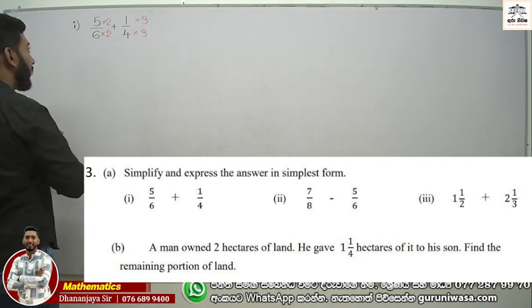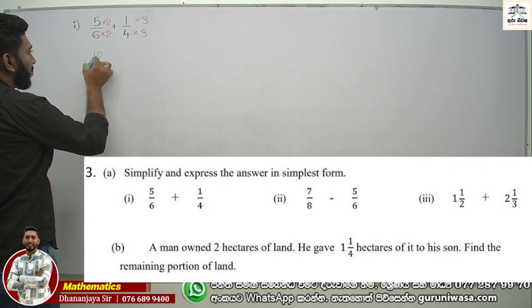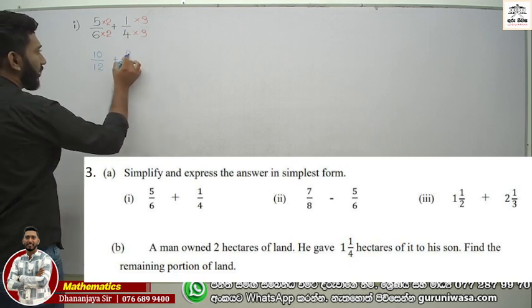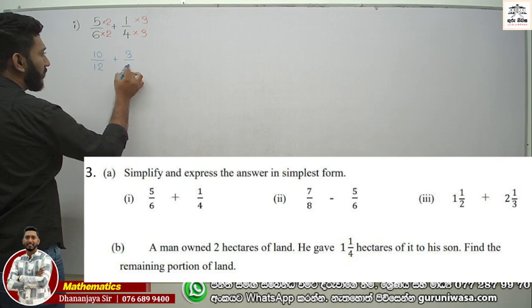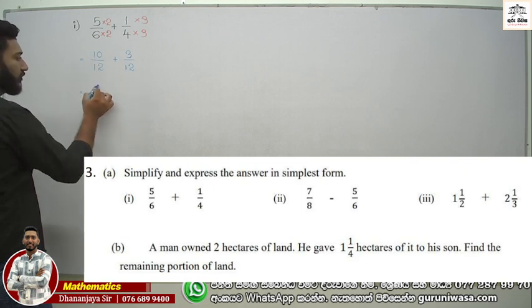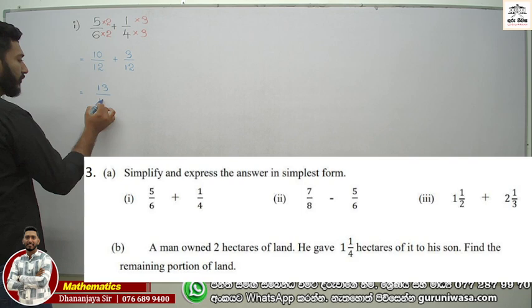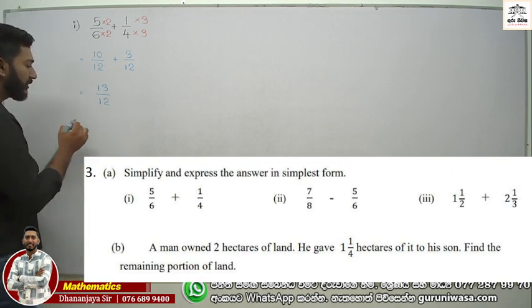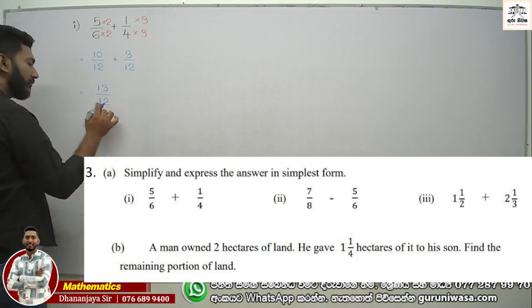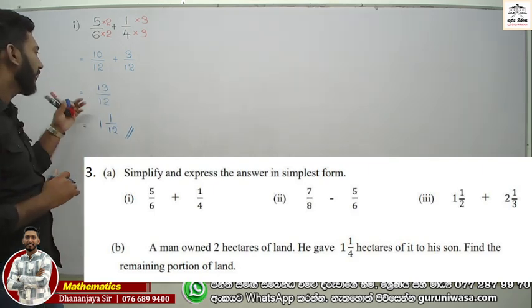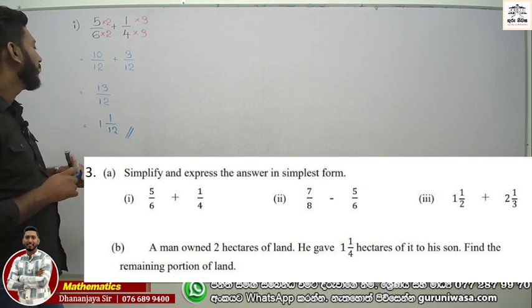Now 5 times 2 becomes 10. 6 times 2 becomes 12. 3 times 1 becomes 3. 3 times 4 becomes 12. Now you can add. How to add? 10 and 3 becomes 13/12. Now you know this becomes an improper fraction. You need to change it to a mixed number. Now 13 divided by 12 is 1. And how many remainders? Only 1 remainder. We changed it to a mixed number. You can change an improper fraction into a mixed number.